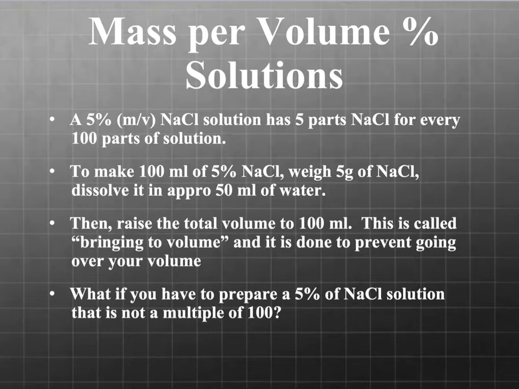So if you just measured out 100 milliliters of distilled water and then put 5 grams of NaCl in it, you would have a larger volume than 100 milliliters, so that would not be 100 milliliters of the solution, so it would not be a 5% solution. It would probably be a little less. So now what do you do if you have to prepare a 5% solution that's not a multiple of 100? Any ideas?